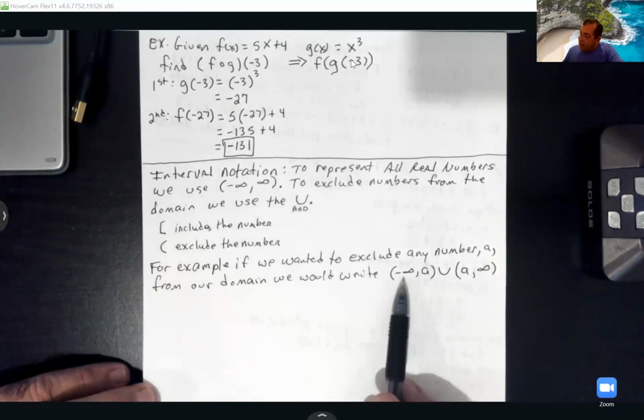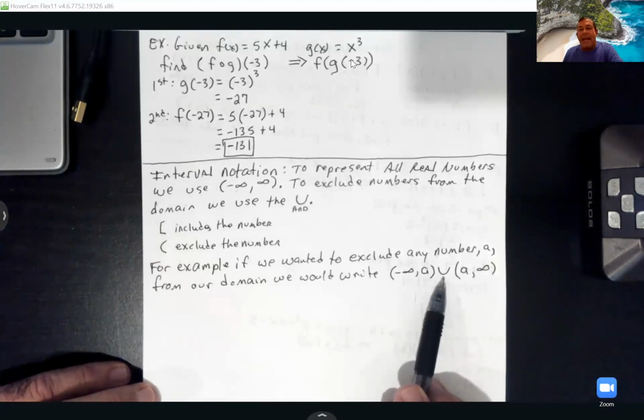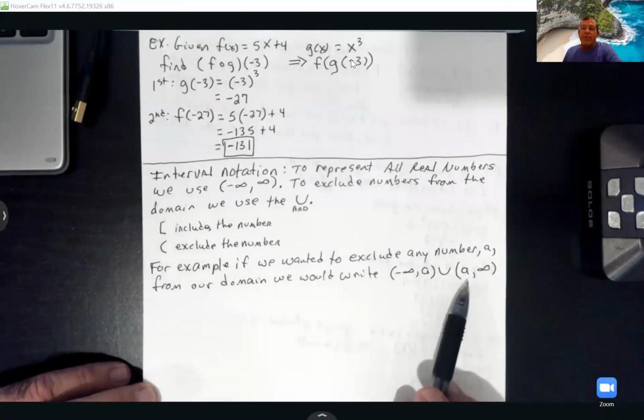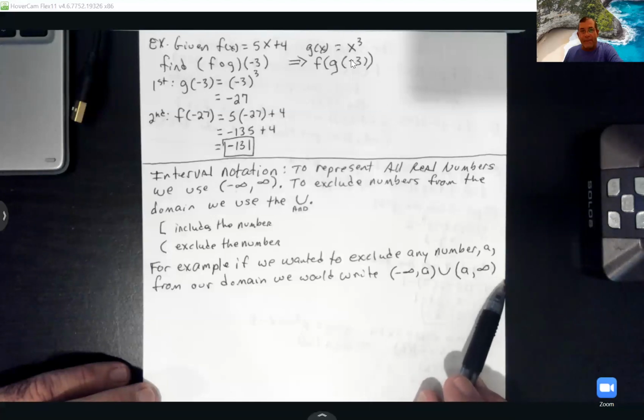So since it would go from negative infinity up to a, but not include a, remember this meant and it would include the set of numbers that started after a, but once again, it doesn't include a because of the curve, and then it heads towards infinity.